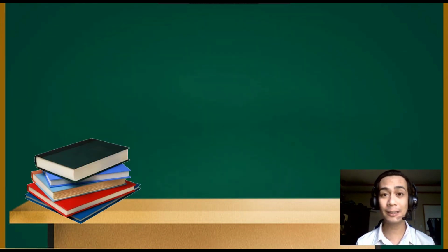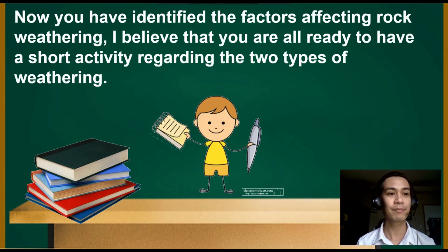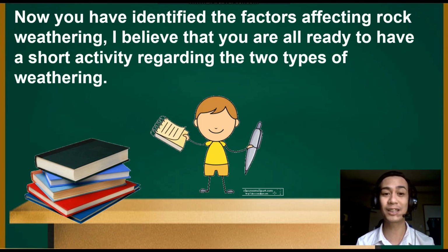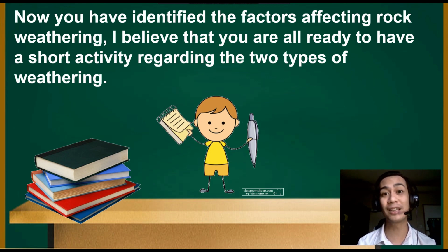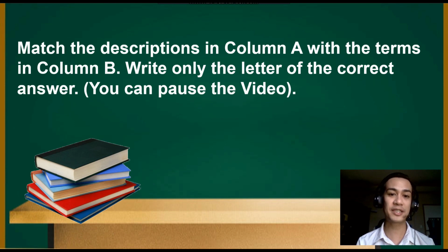All right, so I think that you were able to know and clarify about the chemical weathering. So basically, there is a change of composition on that part. So now you have identified the factors affecting rock weathering. I believe that you are all ready to have a short activity regarding the 2 types of weathering. So let's try. You just have to match the description in column A with the terms in column B. Write only the letter of the correct answer.